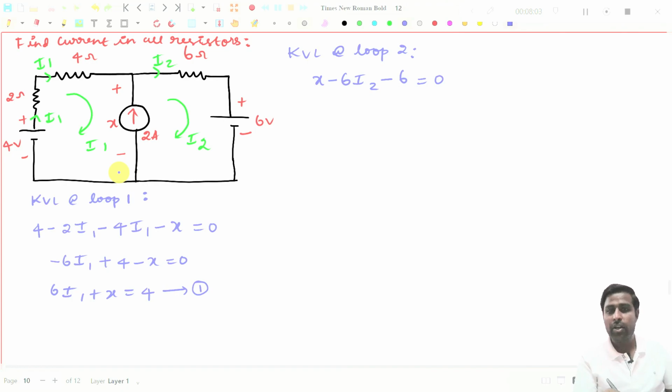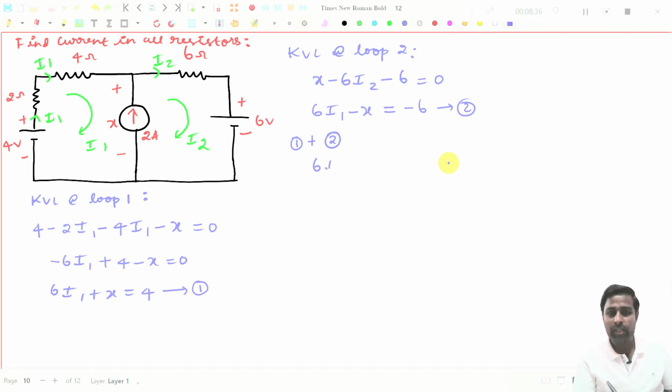So now what you do? You bring everything to the other side. So you will get plus 6I1, and you bring minus x to the other side, minus 6, minus x will be equal to what? This becomes now minus 6, right? Because you have brought these two elements to the other side. So this is now equation number 2. Now what you do? You add equation number 1 and 2. 1 plus 2, what you will get?